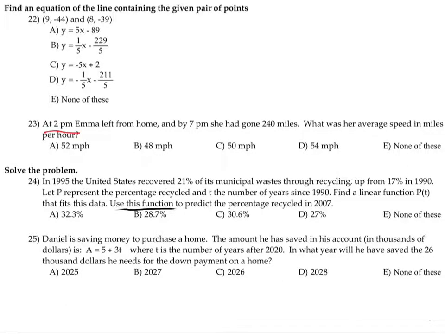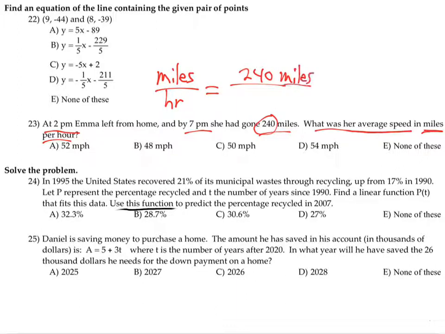At 2 p.m., Emma left her house, and by 7 p.m., she'd gone 240 miles. What was her average speed in miles per hour? So miles per hour. How many miles did she go? 240 miles. In how many hours was that?